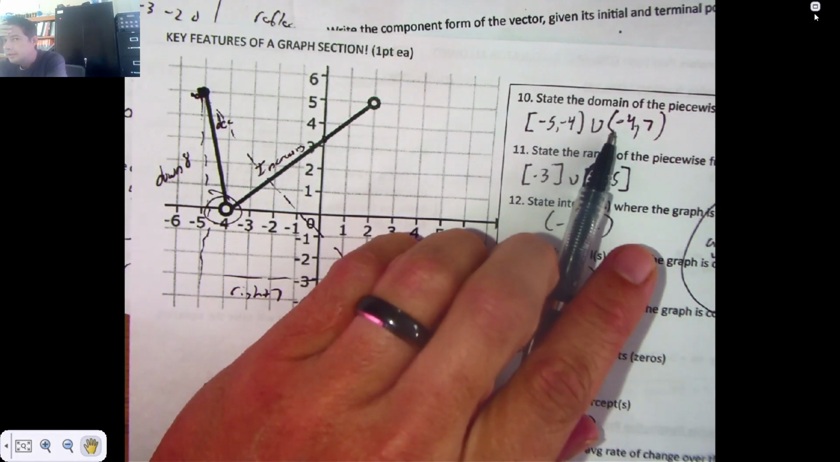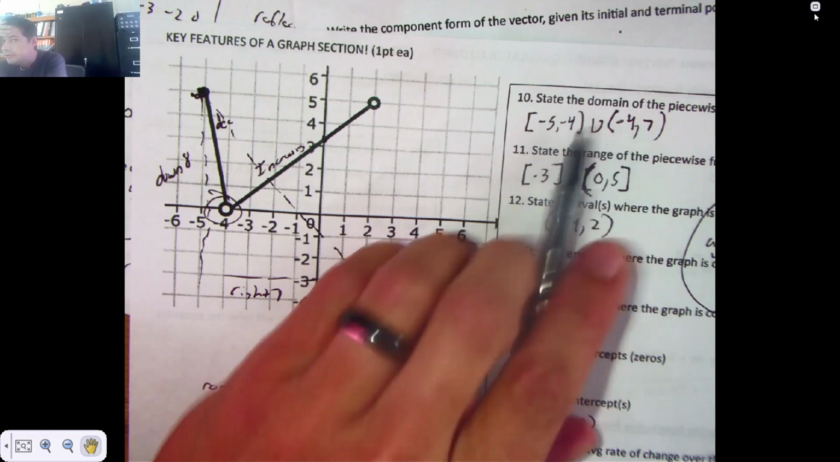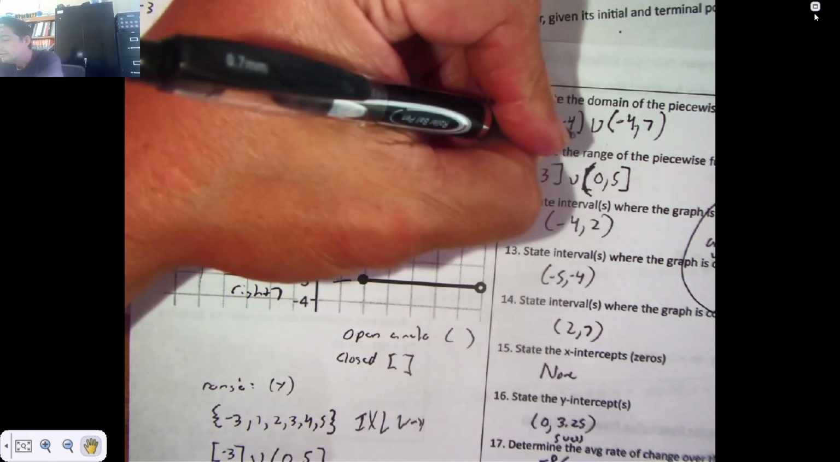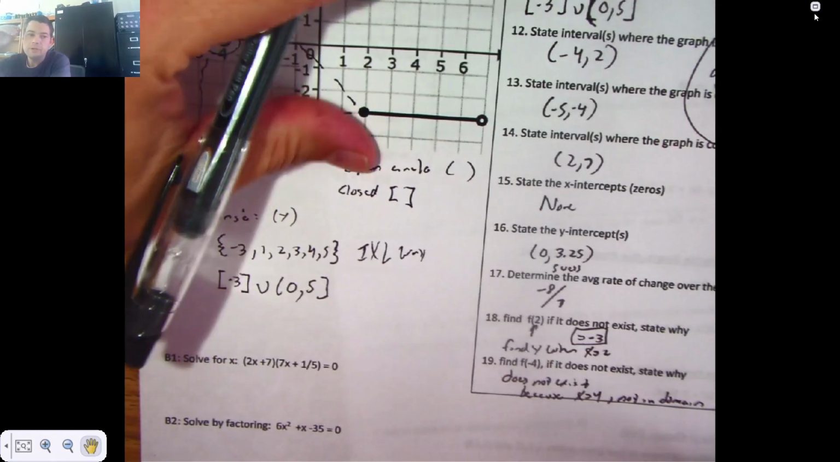That's not in the domain. Really close to -4 is, because these are parentheses. If it was a bracket, I'd have had an answer. But x equals 4 is not in the domain.